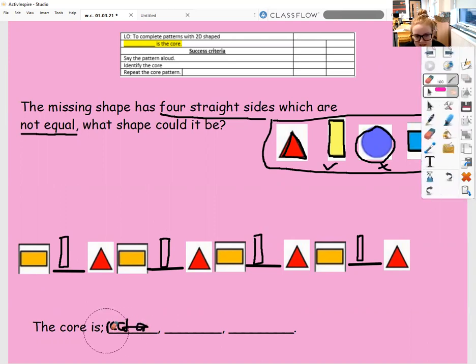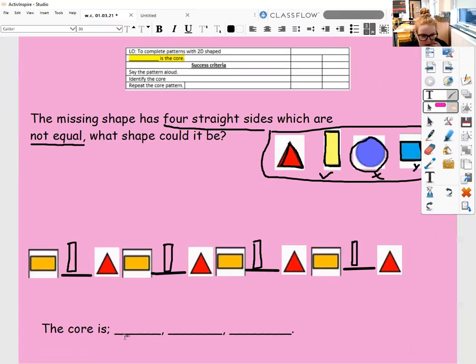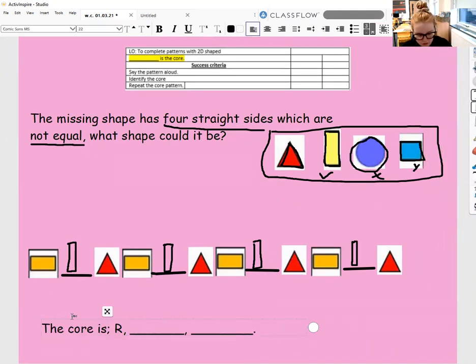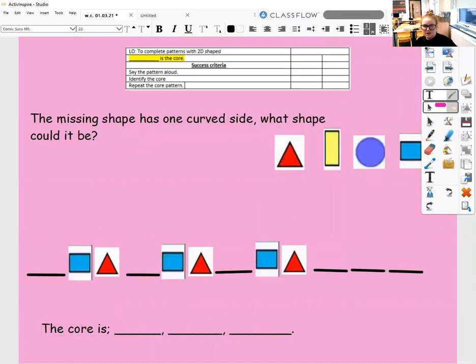Oh, Miss Ayres is actually going to type it. I know that my core is rectangle. What is my final shape of my core? Triangle. Brilliant. Okay. So what is the missing shape in this one?